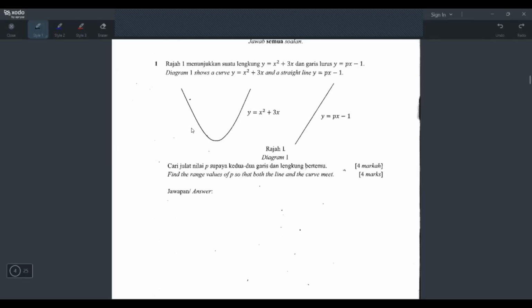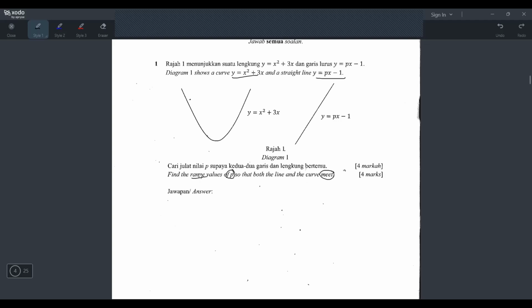Let's read the question. Diagram 1 shows a curve, y equals x squared plus 3x. This is a curve. And y equals px minus 1 is a straight line. Find the range of values of p so that both the line and the curve meet. 4 marks. First thing we have to notice here is range.